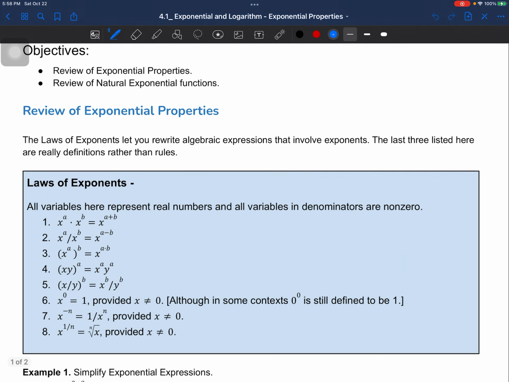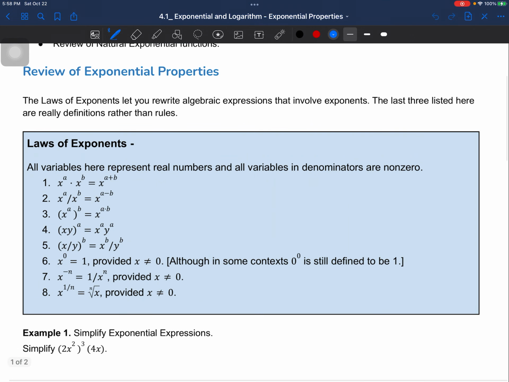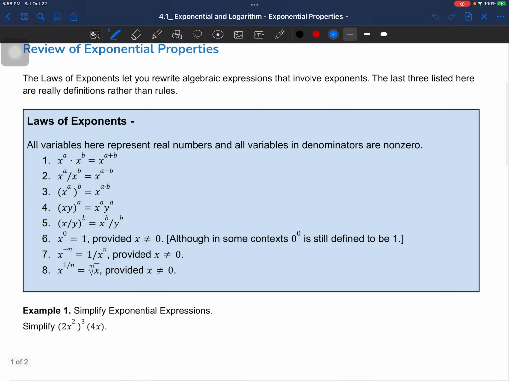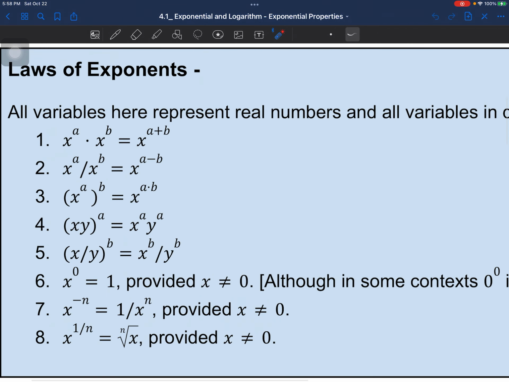So what are the exponential properties? The laws of exponents allow us to rewrite any algebraic expression that involves exponents. The last three listed here are really definitions rather than rules. You probably already remember some of these rules. When you multiply two powers, you add their exponents. This can only happen when you have the same base, then you can add their powers.